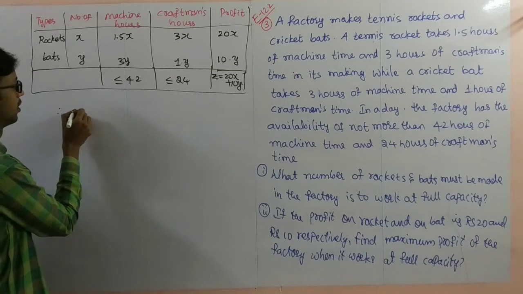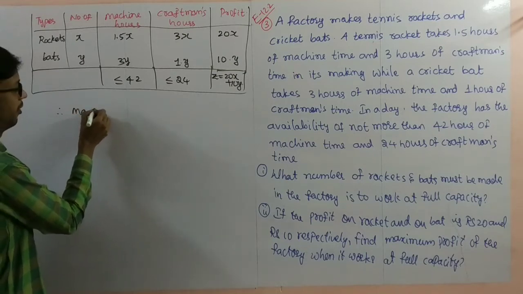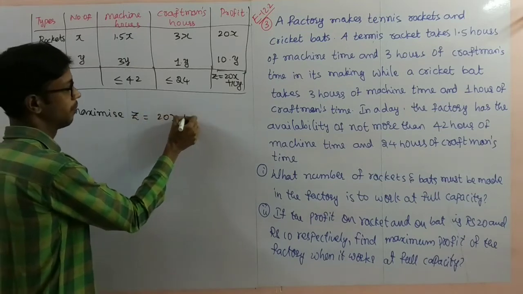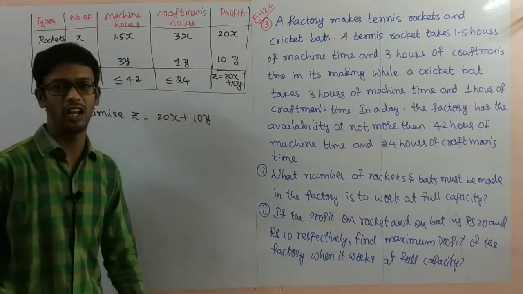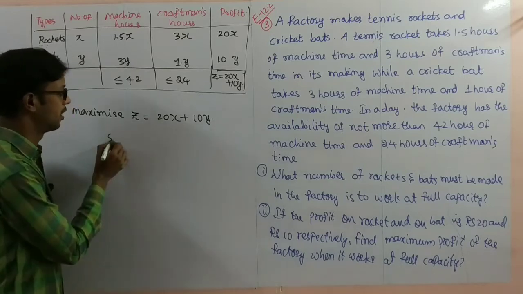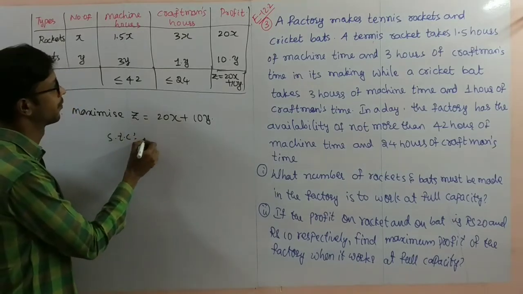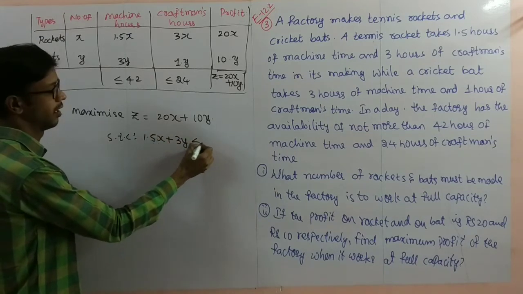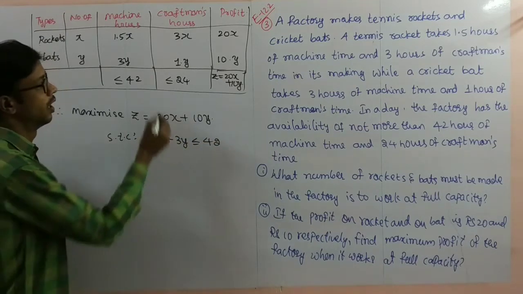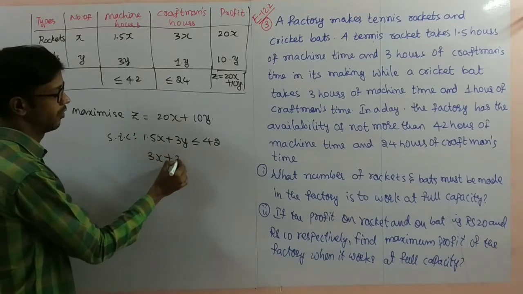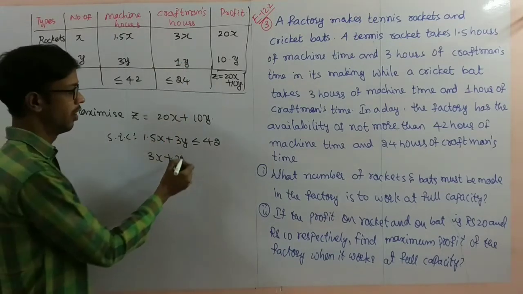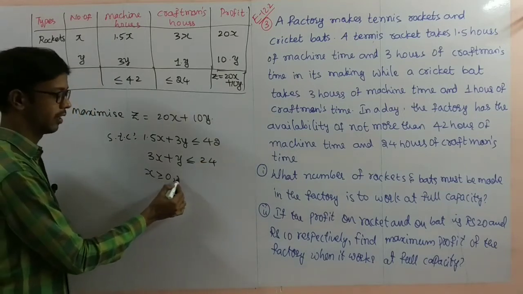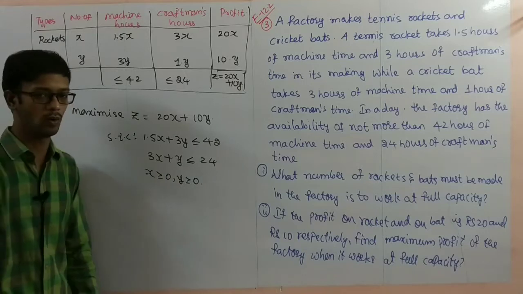Therefore, maximize Z equal to 20X plus 10Y, subject to constraints: 1.5x plus 3y is less than or equal to 42. Next, 3x plus 1 into y, y only, is less than or equal to 24. The numbers must be compulsorily greater than or equal to 0.